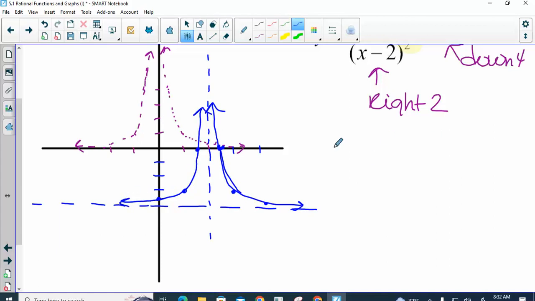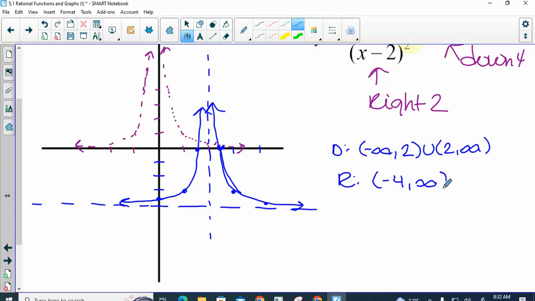What's my domain? Negative infinity to 2, union 2 to infinity. This one's range starts at -4 and goes up, so -4 to positive infinity.